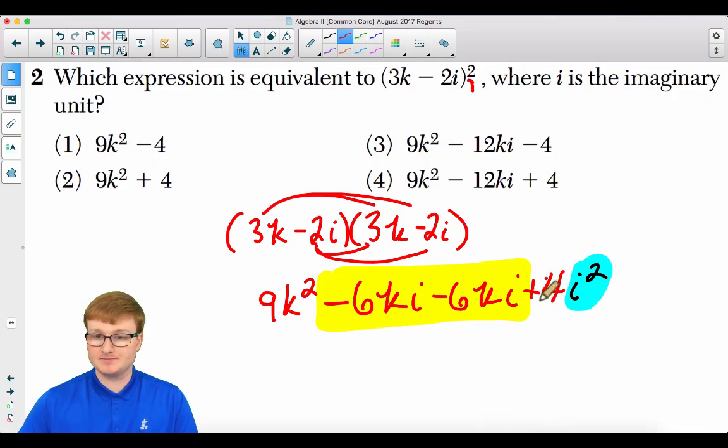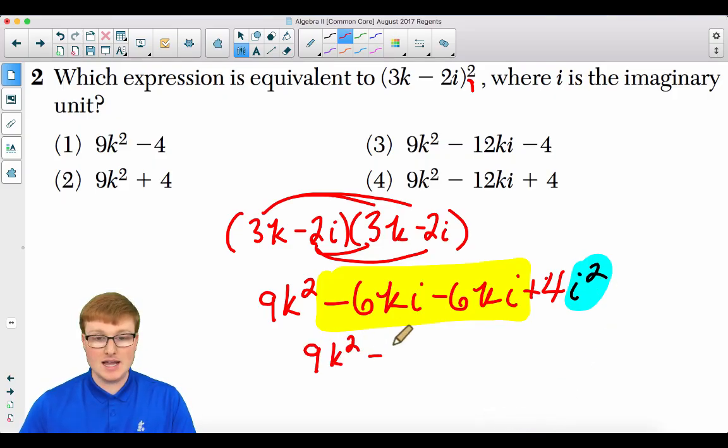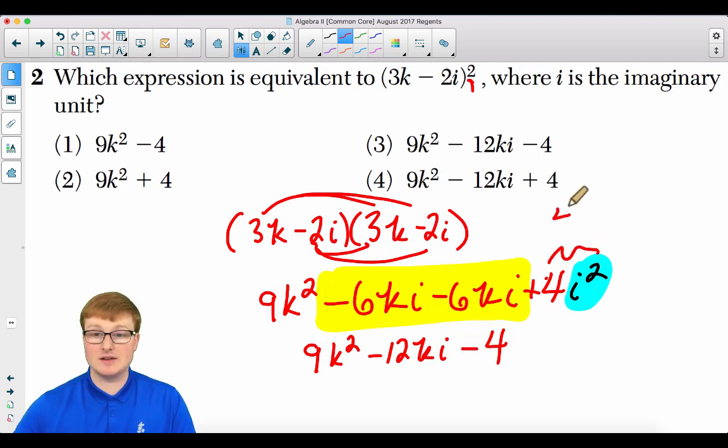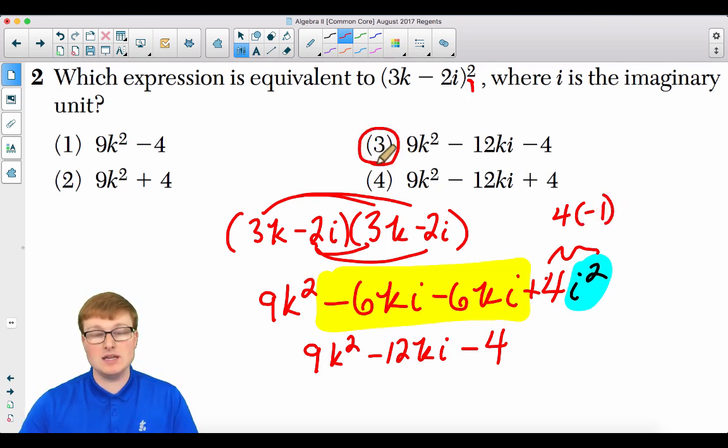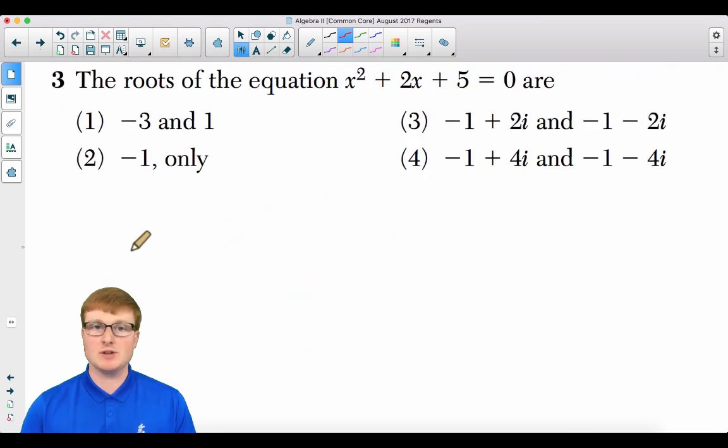So from here, we just rewrite this as 9k squared minus 12ki minus 4, because this is really now saying 4 times negative 1, which is negative 4. So your answer for this question, if you just match it up, is going to be choice 3 for that question. All right, moving on to question number 3.